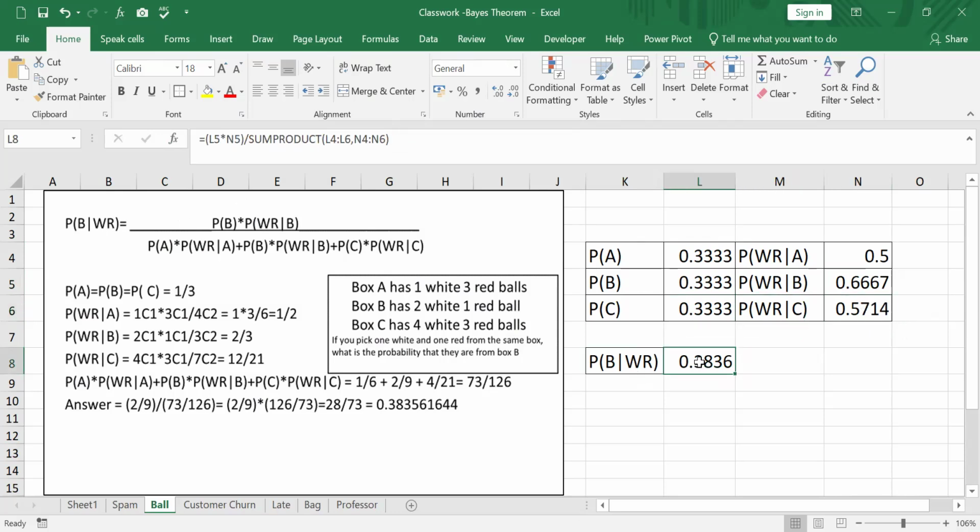You get: if W and R have been picked up from one particular box only, the probability that it is from B is 0.38 or 38%.